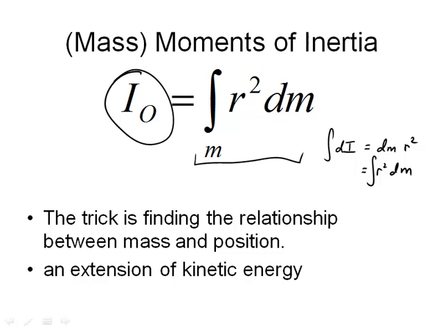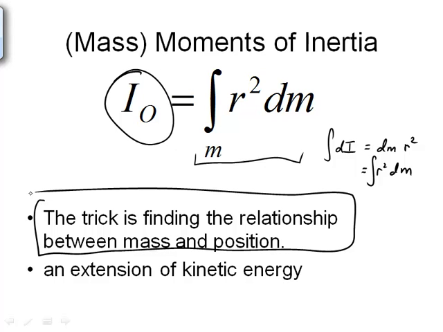So that's really kind of a strange one. How do we integrate with respect to mass? And the idea is we're going to have to find a relationship between mass and position in order to do that. The subscript I0, that zero subscript, which is really an O, that's about some center point, or an origin, if you will. So that's the mass moment of inertia about that origin.